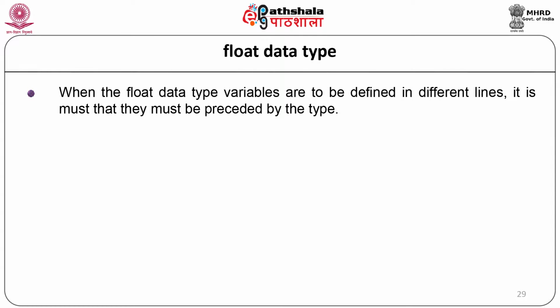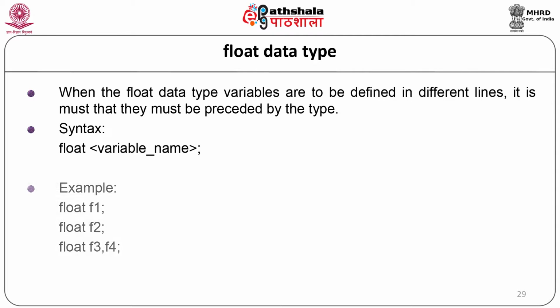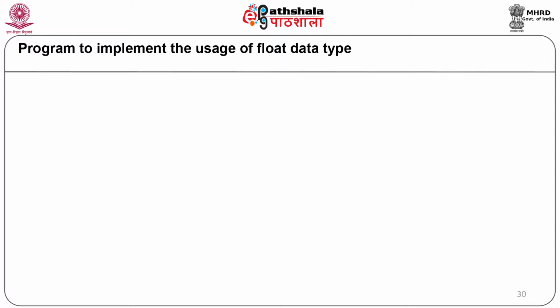When the float data type variables are to be defined in different lines, it is a must that they should be preceded by the type. The syntax is float space variable name semicolon. Example, float space f1, float space f2. Now let us see the program to see the usage of the float data type.